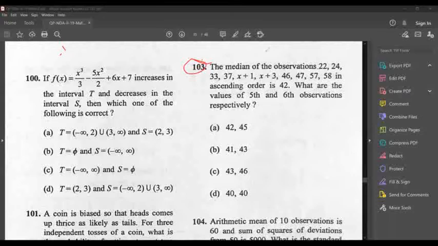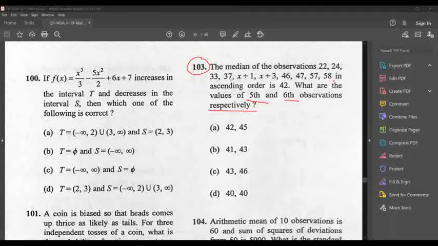Please read the question. The median of the observations 22, 24, 33, 37, x plus 1, x plus 3, 46, 47, 57, 58 in ascending order is 42. What are the values of fifth and sixth observations respectively? Okay, direct question. Please start doing, and comment your answers too. Once you get the answers, please comment that.